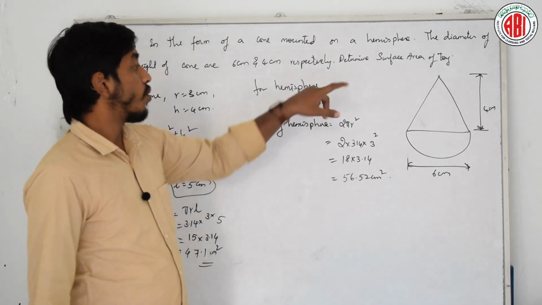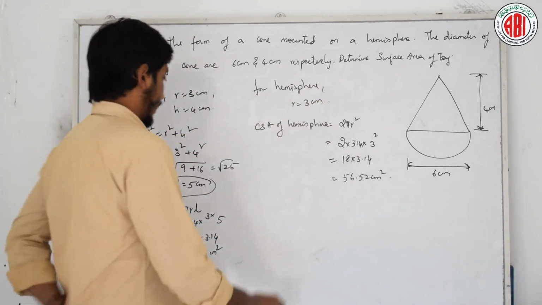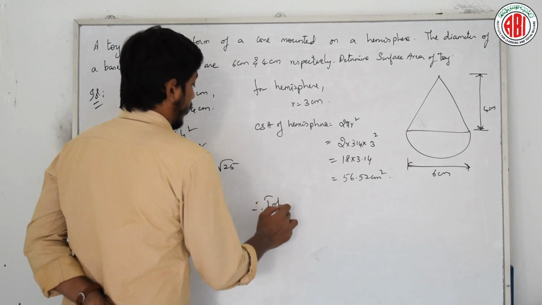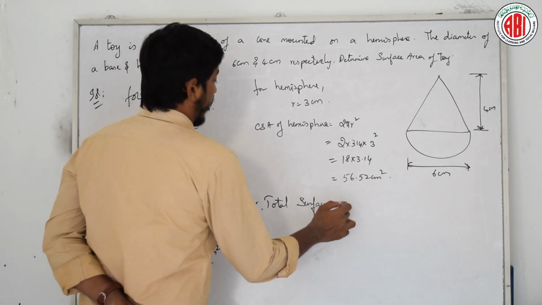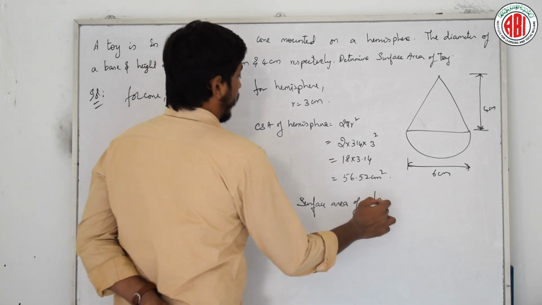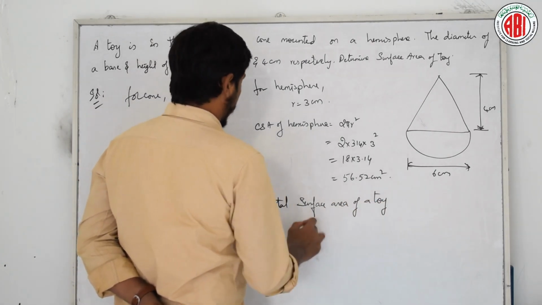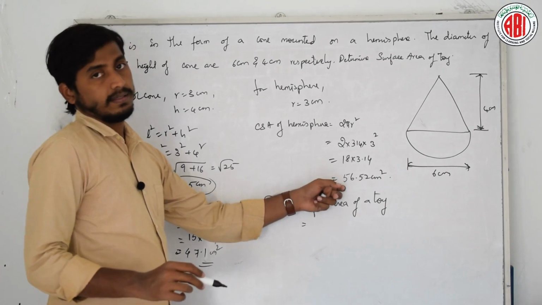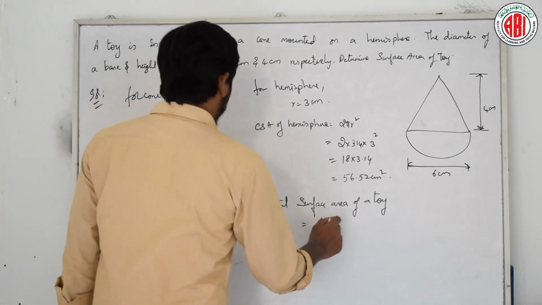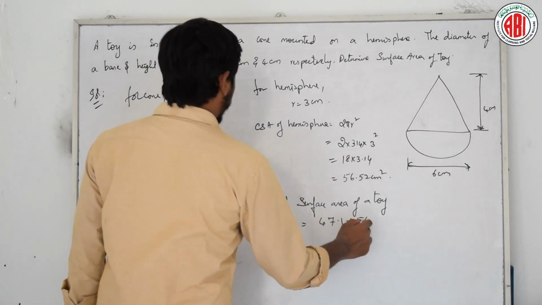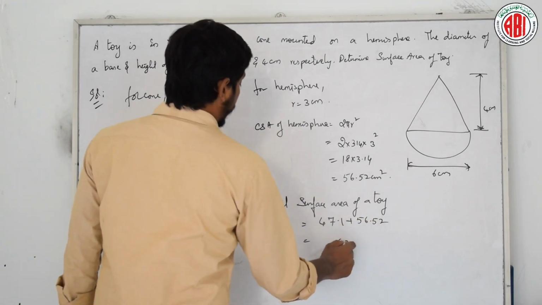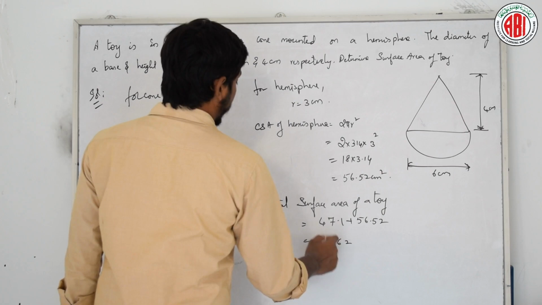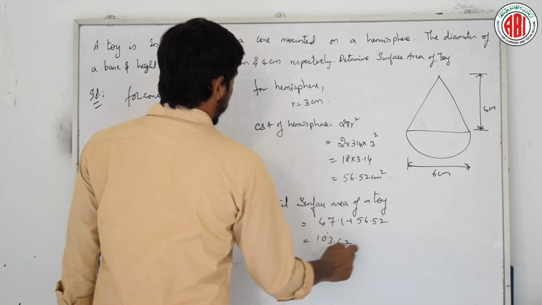Now tell me, what is the total surface area of the toy? Therefore, total surface area of the toy is equal to this plus this. That is 47.1 plus 56.52, that is 103.62 centimeter square.